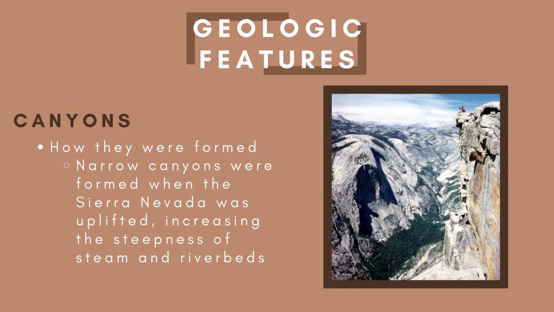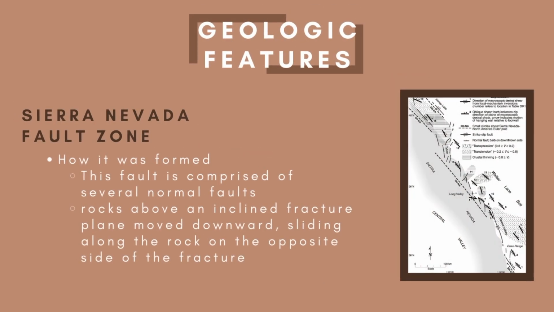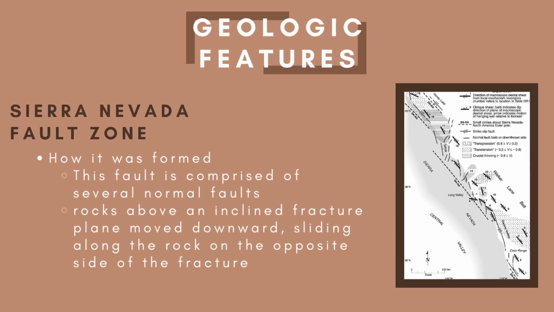Yosemite is a part of the Sierra Nevada. The NPS Geodiversity Atlas shows narrow canyons were formed when the Sierra Nevada was uplifted, increasing the steepness of streams and riverbeds. Lastly, we have the Sierra Nevada Fault Zone, which Yosemite lies on.